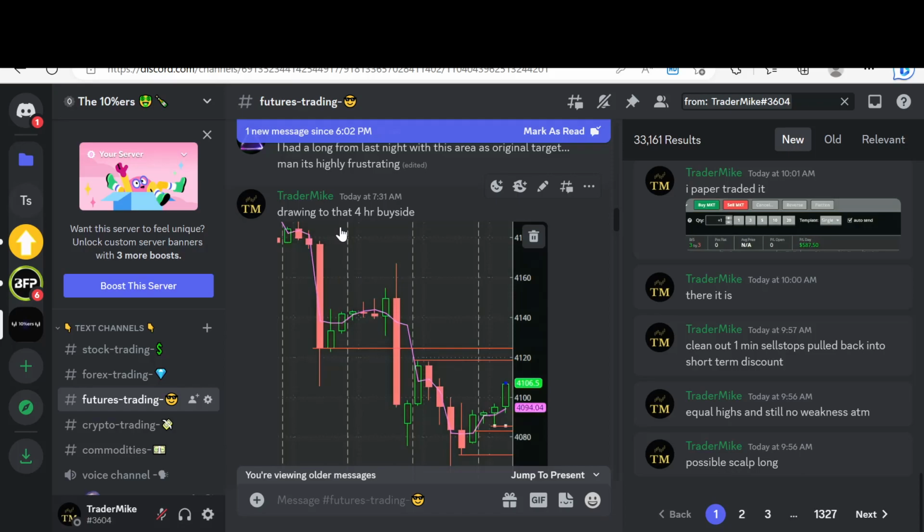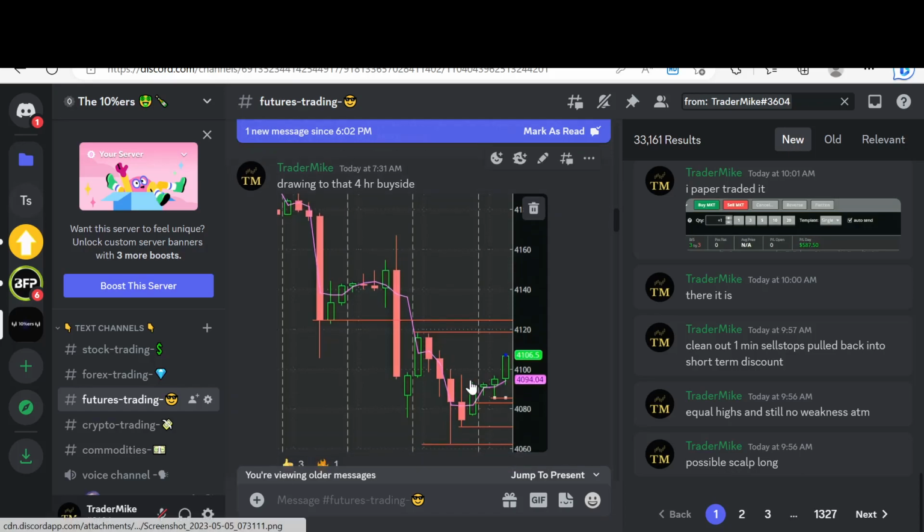I said drawing to that 4-hour buy side. Okay, so what do I mean by that? Well, what I mean by that is it's going to draw up higher to take out those buy stops. Okay, because that's liquidity, and price does what? It's always searching. Price is always searching for that next key liquidity pool. There it was, and I knew that's what we were drawing towards. Or I knew that was likely what we were drawing towards. Let me watch my language.